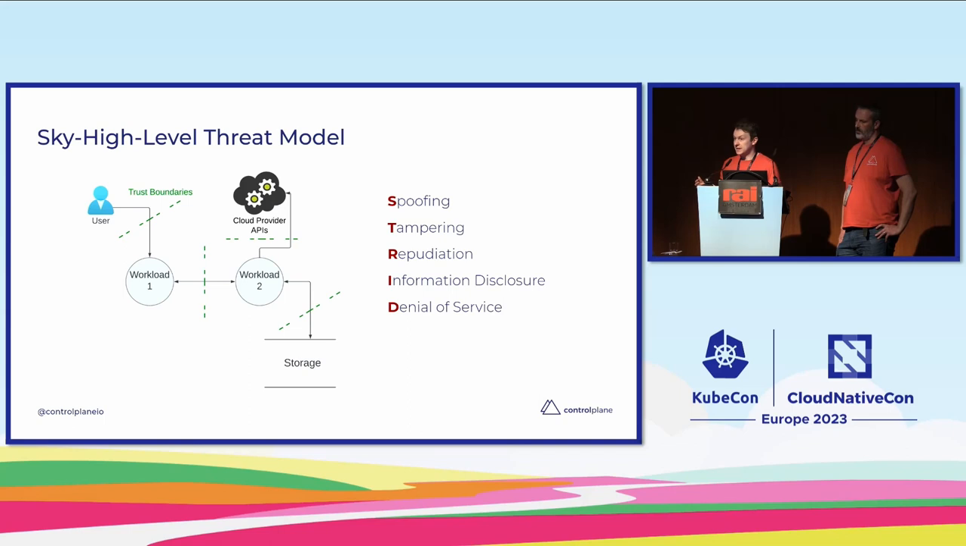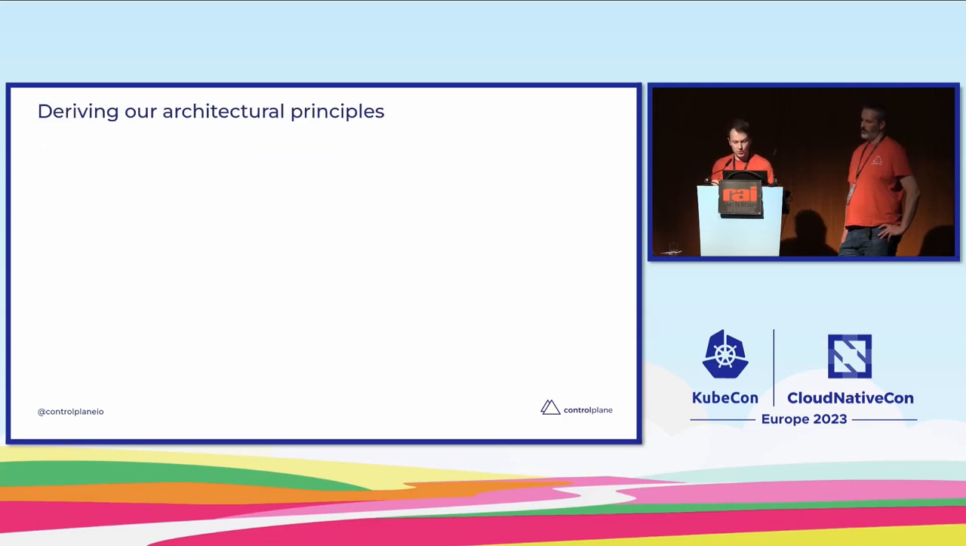Denial of service. Can I take the system down? It's going to be very important, when we're talking about workload identity, that we have a highly available mechanism for distributing those identities. And finally, can I escalate my privilege and do something I should not be able to do? So let's derive our high-level architectural principles from this very simple threat model.